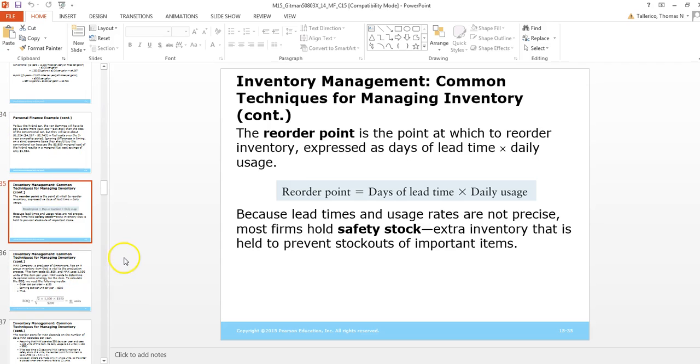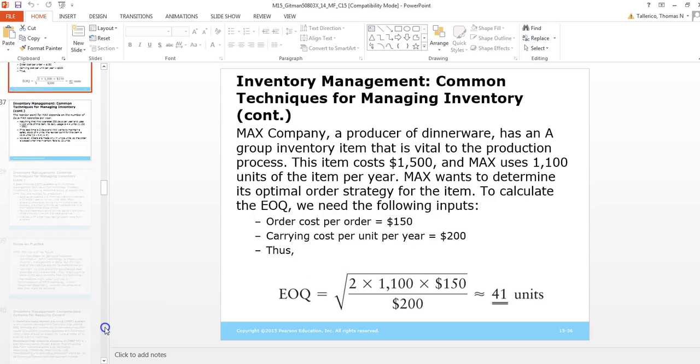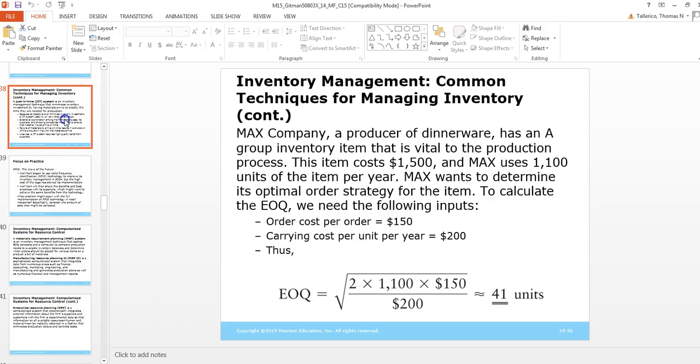All right. And then there's another important equation with regards to inventory management. We're on slide 35 here, and it's basically the reorder point. When do I reorder so I don't run out of stock? All right, and again, here's another example of economic order quantity, and they're actually doing this here. So you don't want to run out of stock, and you want to make sure you have enough, minimize your costs.